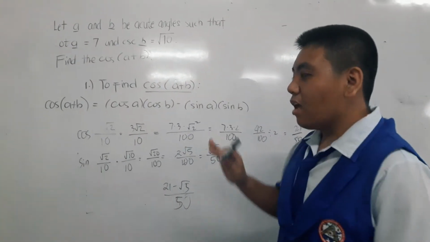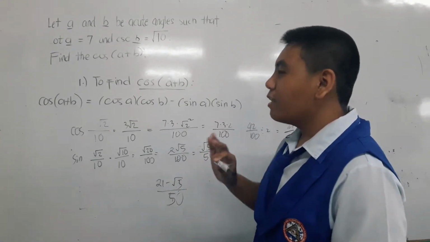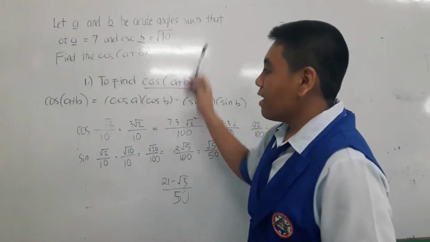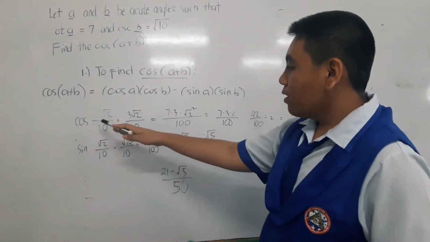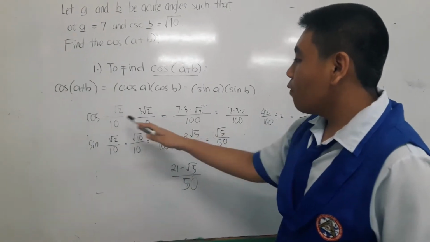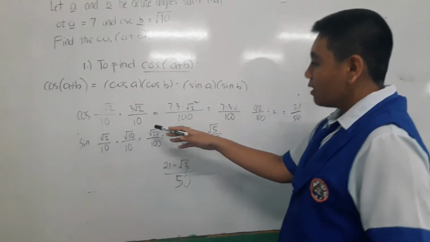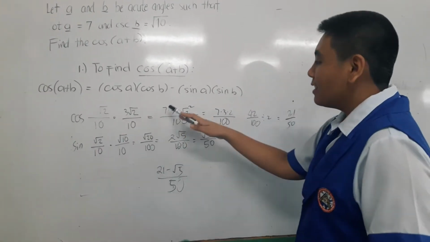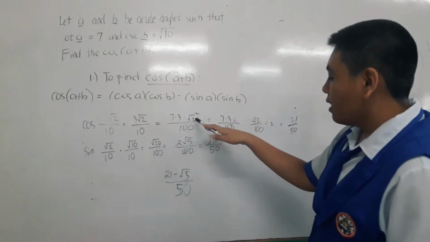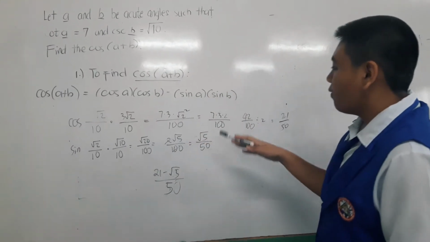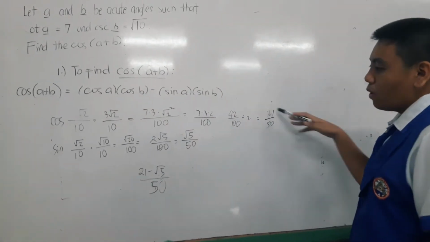Cosine A plus B is equal to cosine A times cosine B minus sine A times sine B. So through a lot of process and derivation of the given, we have come up with these values, which is cosine 7 square root of 2 over 10 times 3 square root of 2 over 10 is equal to 7 times 3 times square root of 2 squared is equal to 100, which can be simplified further to 7 times 3 times 2 equals 100, and 42 divided by 2 is equal to 21 over 50.